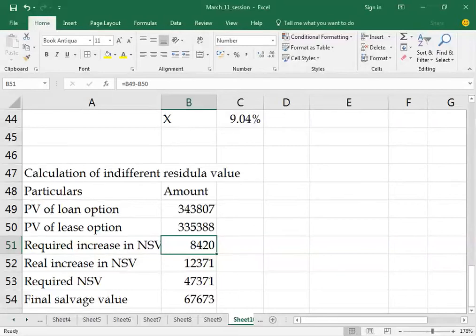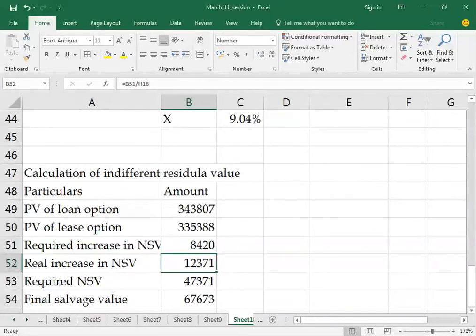Salvage value has a calculation, NSV, which you missed in the last class. When you calculate NSV, you have sale value less book value, gain or loss, tax paid or tax saved, and net salvage value. In this case, my asset is already fully depreciated. When an asset is fully depreciated, if you sell it for 50,000, you get only 35,000 of salvage value. So that after-tax figure is 35,000.